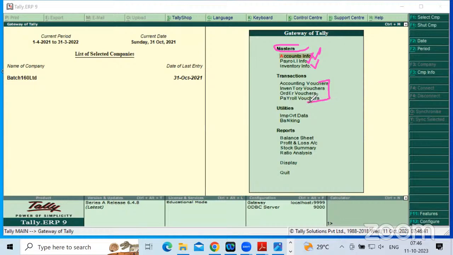Transaction data, you have accounting vouchers. So payment, receipt, transfer, contra, and then purchase order, sales order, payroll, salary vouchers, etc. Now utilities, import and export as well as banking. Reports are balance sheet, profit and loss account, stock summary. So this is what we have seen in chapter 4 also, 5 also.